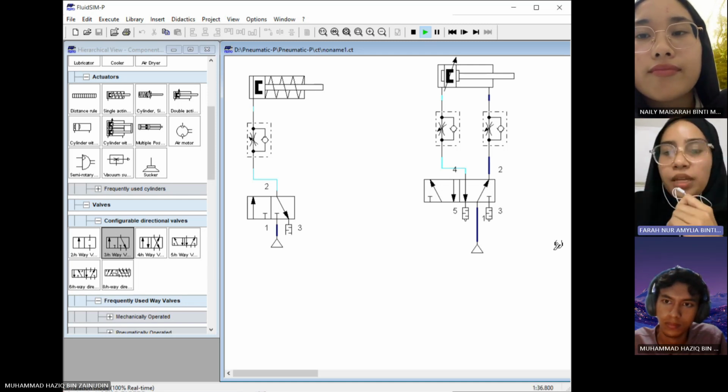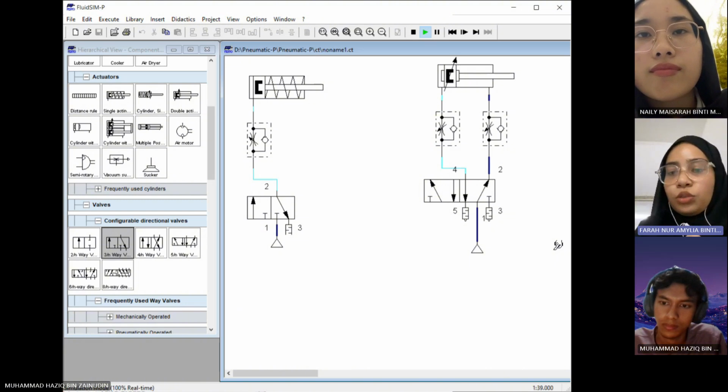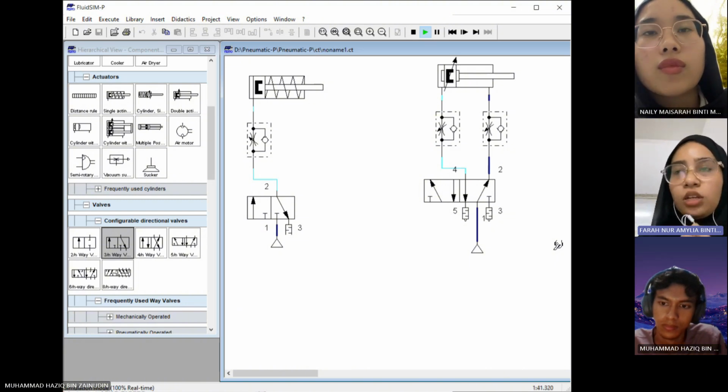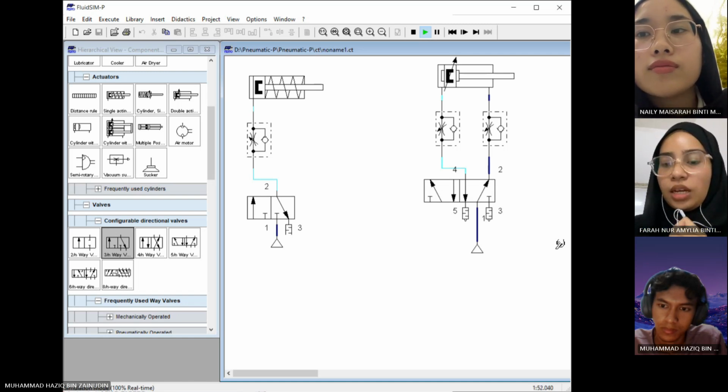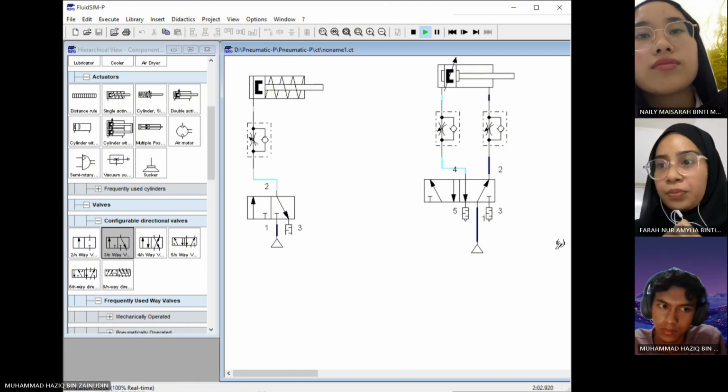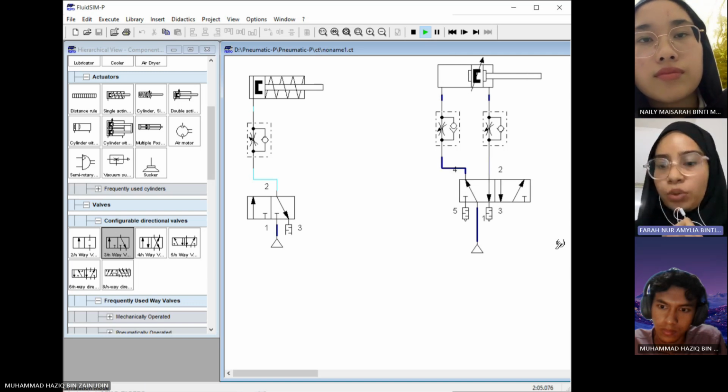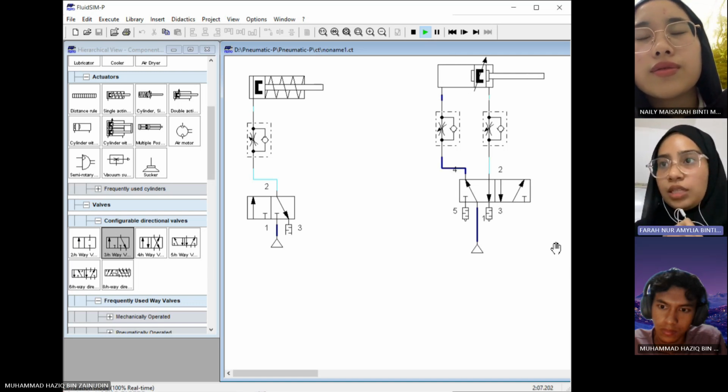I will be expanding on the double-acting cylinder control. In initial conditions, the directional valve is in its default position. The compressed air is sent to the rod side of the cylinder, and a signal from a sensor or valve will shift the 5/2 valve, which is the directional control valve. Now, compressed air will flow to the head side of the cylinder.